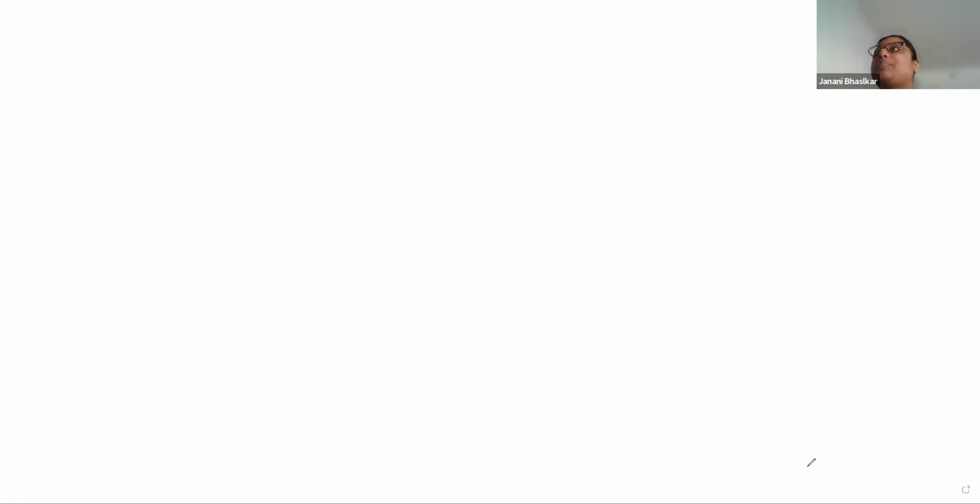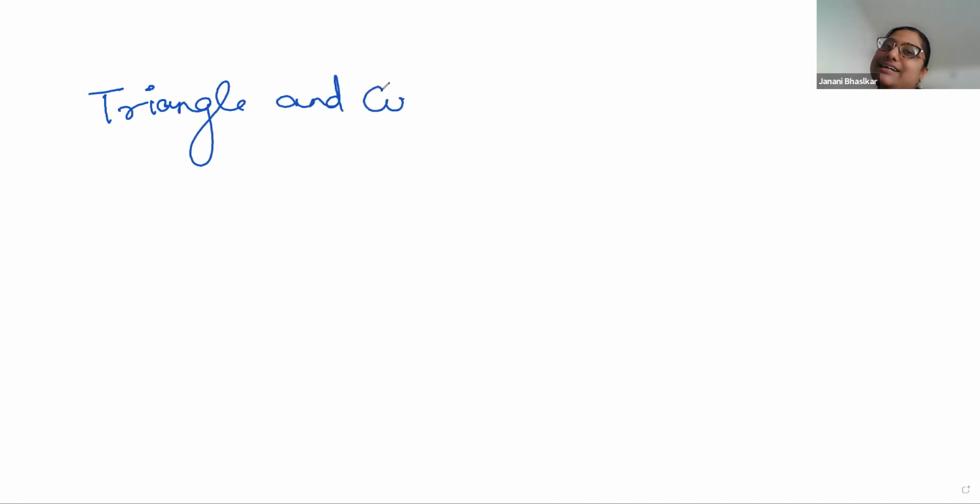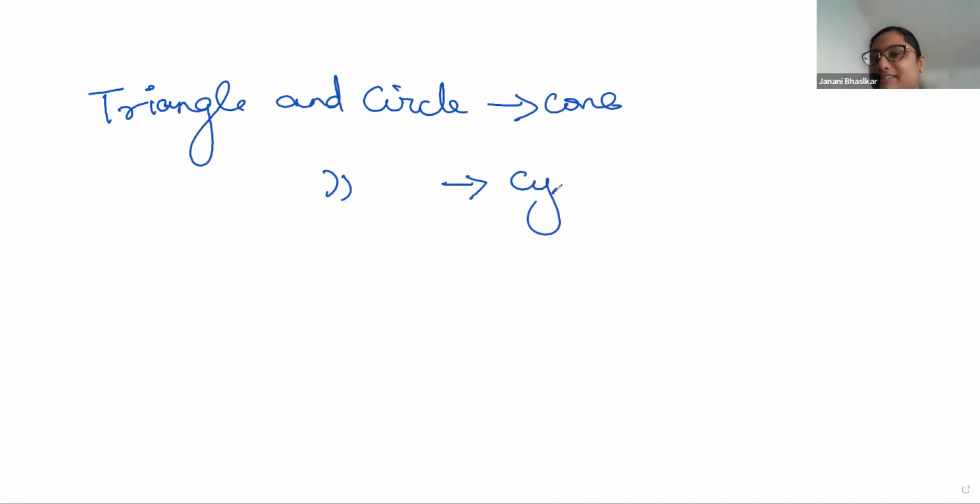For example, let me begin with a very small question. If I add a triangle and a circle, I get a cone. Now, what shape should I add to get a cylinder? I mean, what shape should I add to get a cylinder structure or cylinder shape?